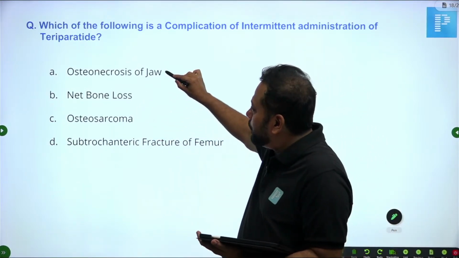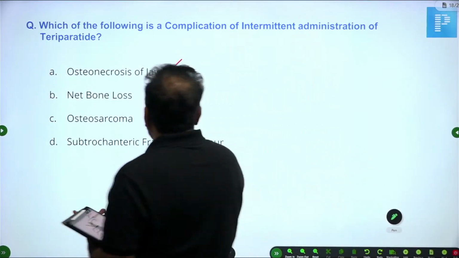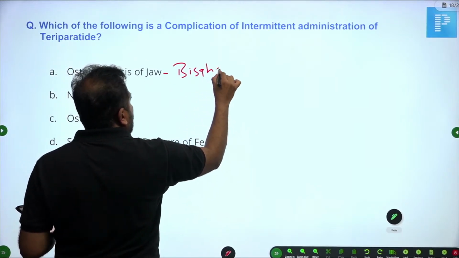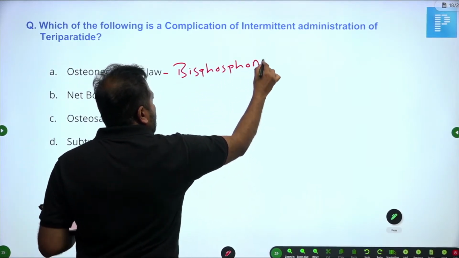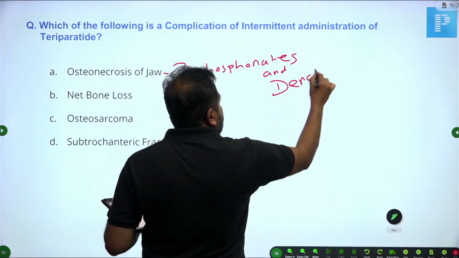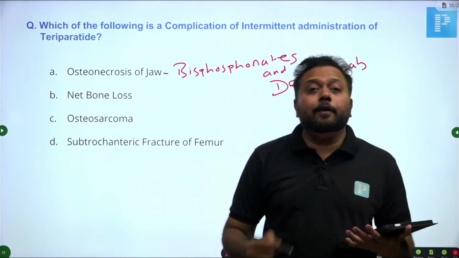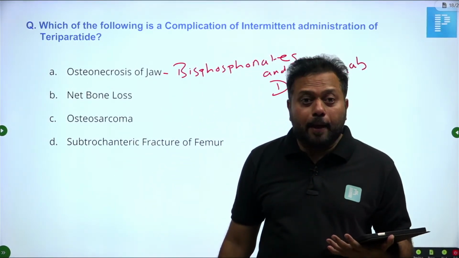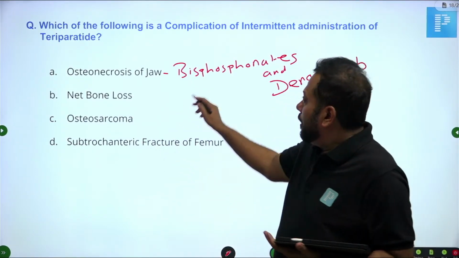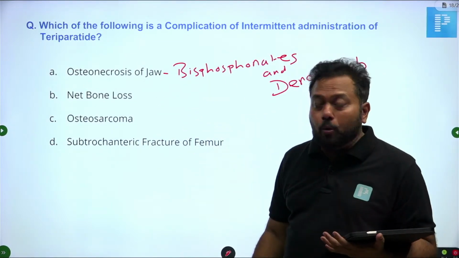You see here, osteonecrosis of jaw is not caused by teriparatide. This is caused by bisphosphonates and denosumab, a monoclonal antibody. Denosumab we are giving for giant cell tumor, no? The denosumab increases the maturation time of osteoclast. Denosumab and bisphosphonate are recorded to cause osteonecrosis of the jawbone.